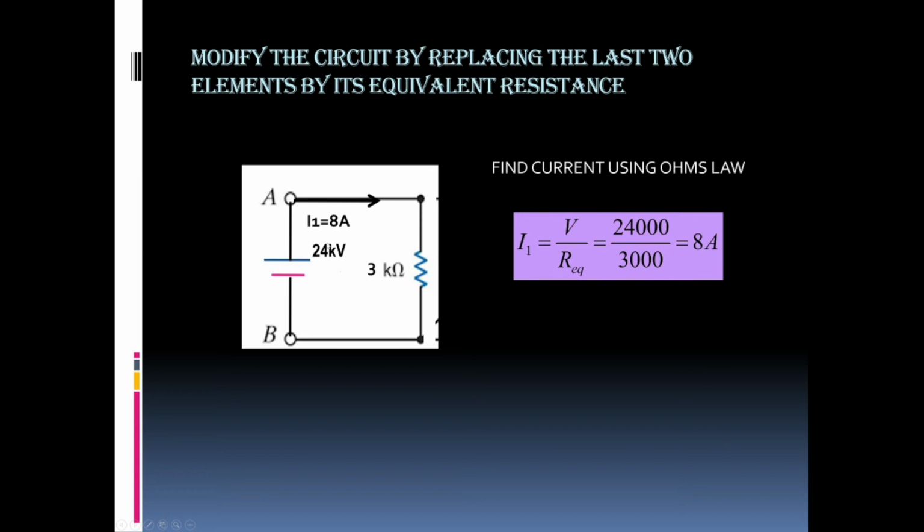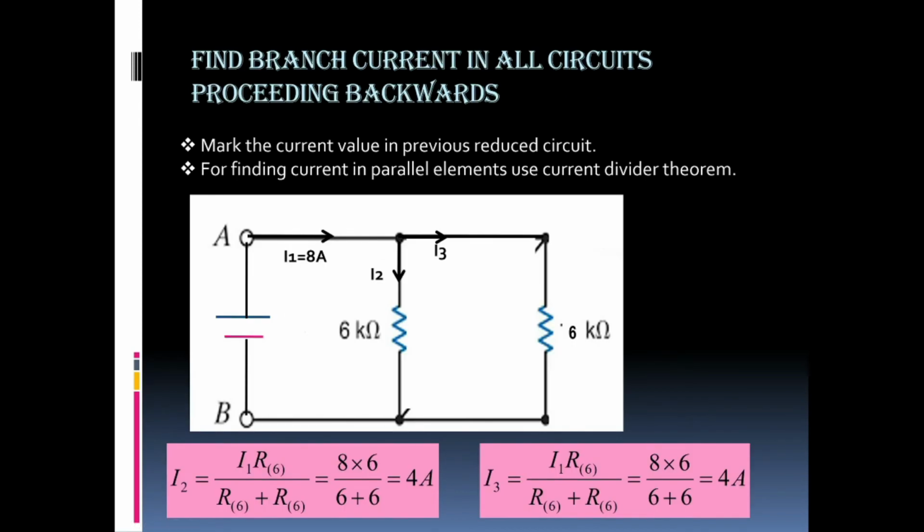Now to mark the current in all the branches, you know the total current is 8 ampere. Now you have to mark the current in each of the branches in the beginning circuit. So we go in reverse to the previous circuit. So the previous circuit is this one. There's 6 kilo ohm and 6 kilo ohm. So here the current I1, which is 8 ampere, splits into I2 and I3.